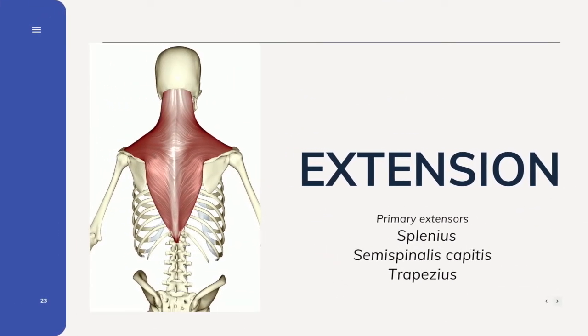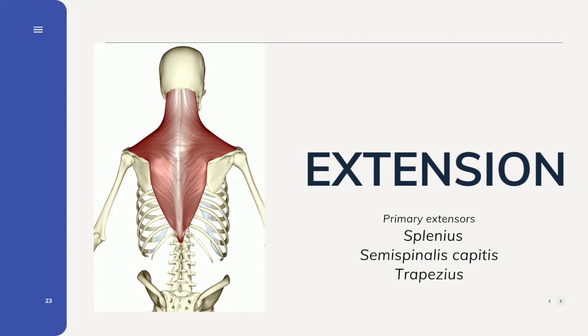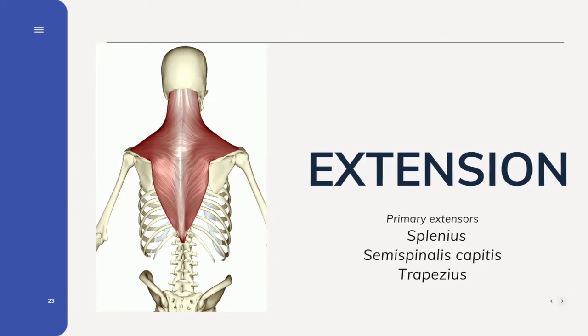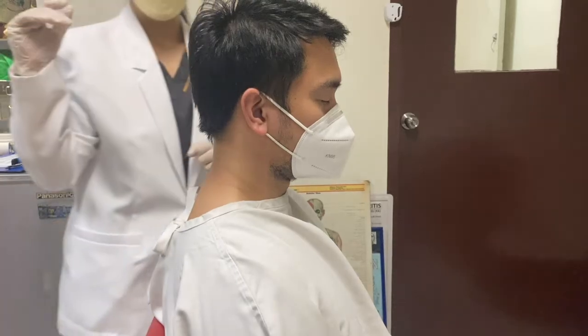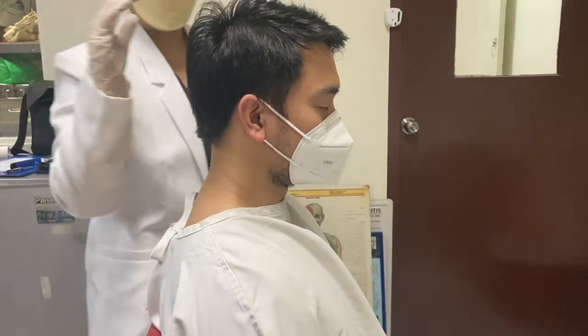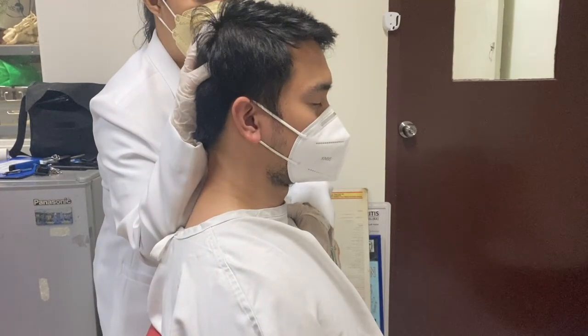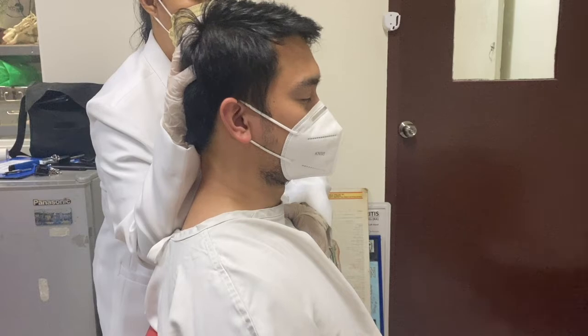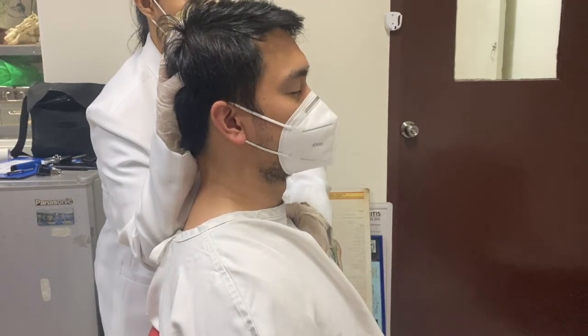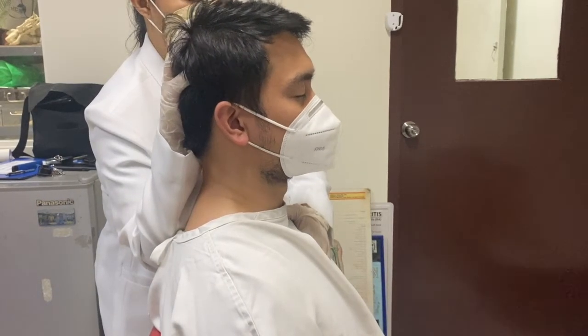Next is extension. The primary extensors of the cervical spine are the splenius, semispinalis capitis, and the trapezius. To test resisted extension of the neck, stand at the patient's side and place the palm of your hand on the patient's chest. Place the elbow of your free arm on the posterior thoracic spine and that hand on the back of the head. Instruct the patient to push back with the head onto your hand. Resist the movement with an equal and opposite force.